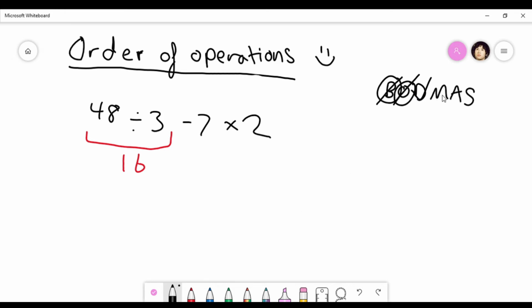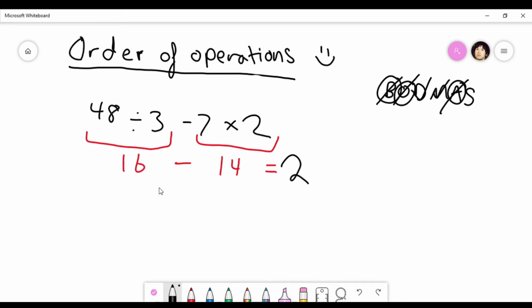Multiplication. We have a multiplication, which is 7 times 2, and that's 14. And we can tick that one off. Addition. We don't have an addition. And subtraction, we have the subtraction in the middle, so I'm just going to write the subtraction sign. So we get 16 minus 14, and that is equal to 2.